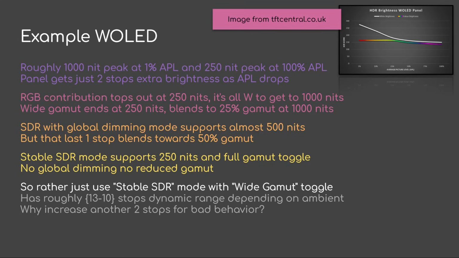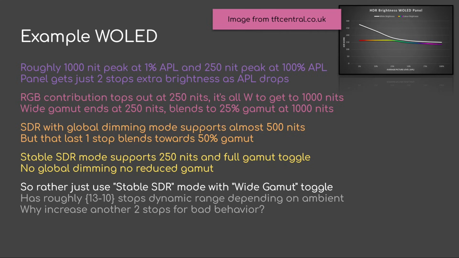This example display is roughly 1000 nit peak at 1% APL and about 250 nit peak at 100% APL, which means a white screen. So the panel is just getting 2 stops extra brightness as APL drops. That's not that much. However, the RGB contribution tops out at 250 nits, and it's all the W subpixel element to get to 1000 nits. Thus, the wide gamut actually ends around 250 nits.